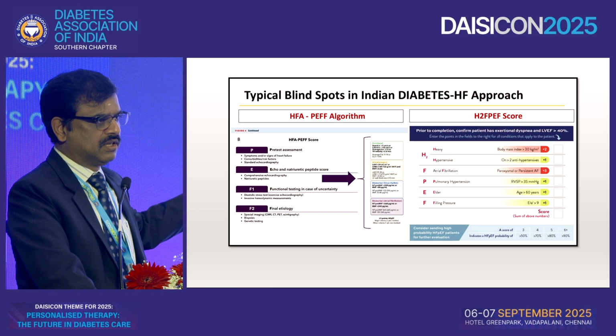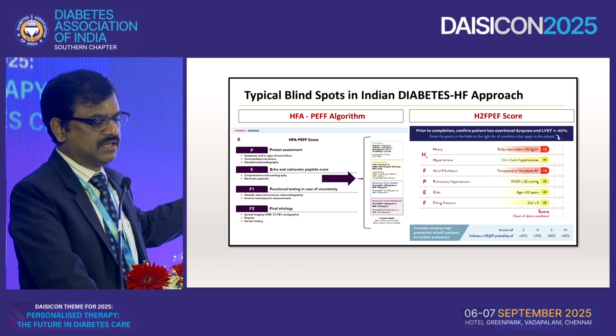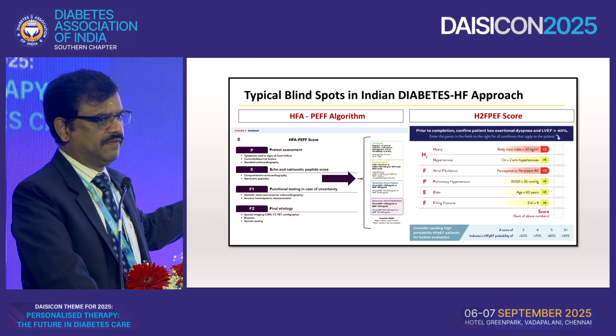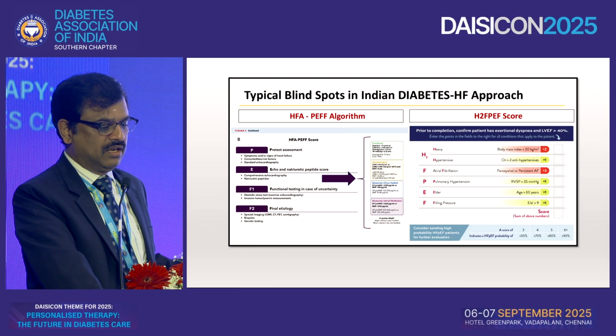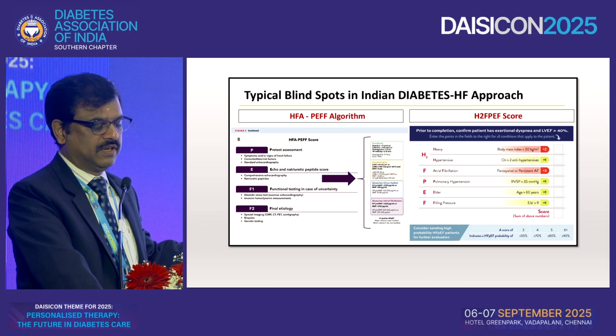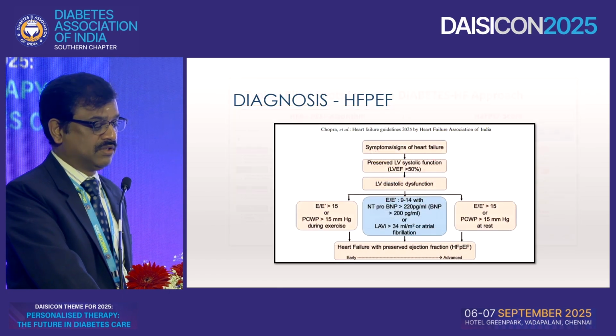These are the screening tests that can be done. What are the patients having? When you want to diagnose heart failure with preserved ejection fraction, there are two scores that have been approved by ESC and ADA. These are the scores we can use to evaluate the patient.